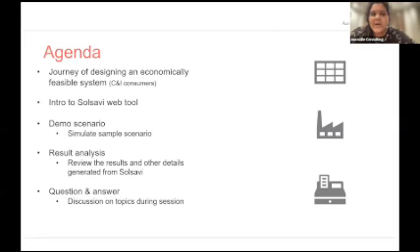Moving on, the agenda for today would be to walk you through the process of designing an economically feasible rooftop solar system. This will start with an introduction to the web Solsavi tool with a demo and also an analysis of the results generated with the tool, for you to better understand how the tool works and how you can interpret the results. This will be followed by a question and answer session on the topics covered in this training session.